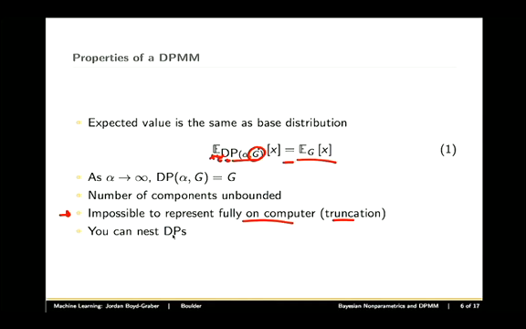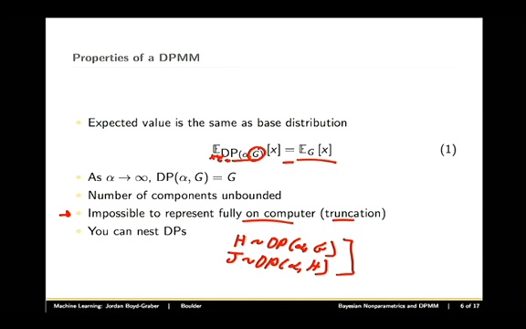You can also nest Dirichlet processes. So you can have H from a DP of G, and then you can have J from a DP of H. And so this is a lot of fun, and if you took the NLP course and you remember back, this is how we accomplished that in the NLP course.